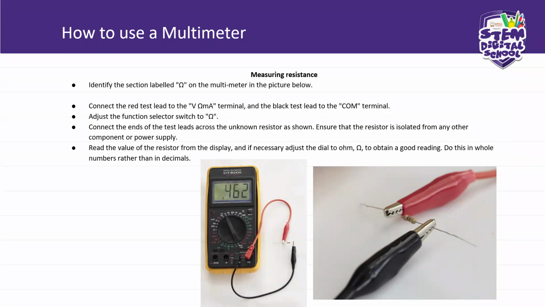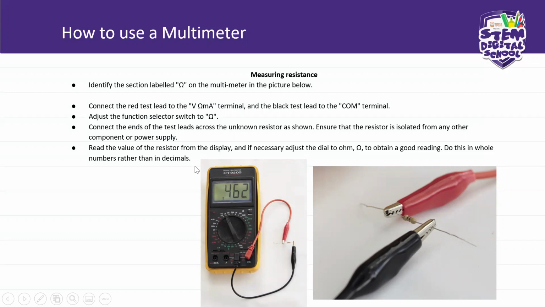Adjust the function selector to... let me show you the function selector. This is the function selector, this one. You will adjust it. Adjust the function selector to ohms here on the multimeter. Around the selector, you will find an ohm sign. That is how you measure resistance.